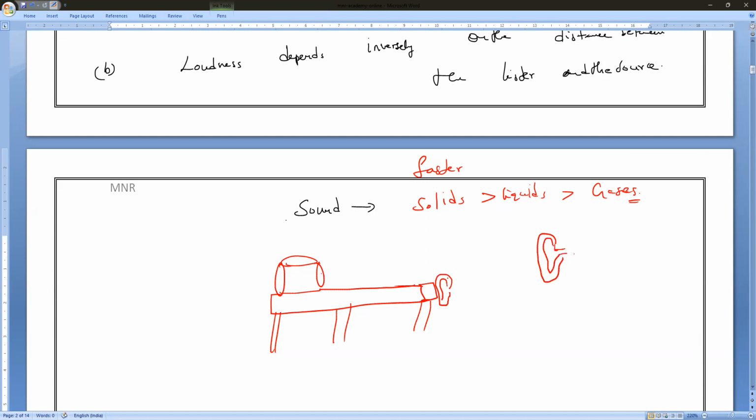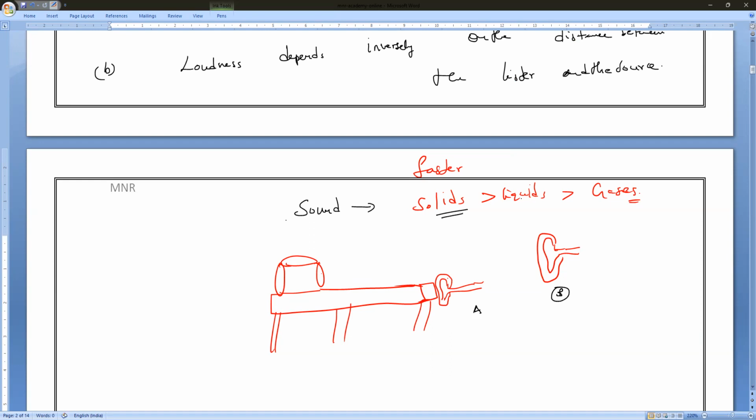Now tell me, who will experience the louder sound? The table. Yes, table. Why? What is the reason? Sound travels faster through solids. So loudness depends on the medium in which it is traveling. That is only the third parameter. Is it okay, guys? Everybody understand?